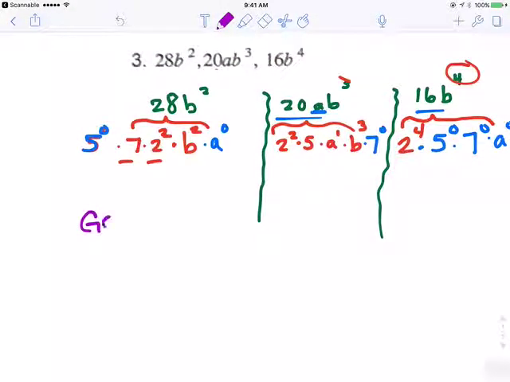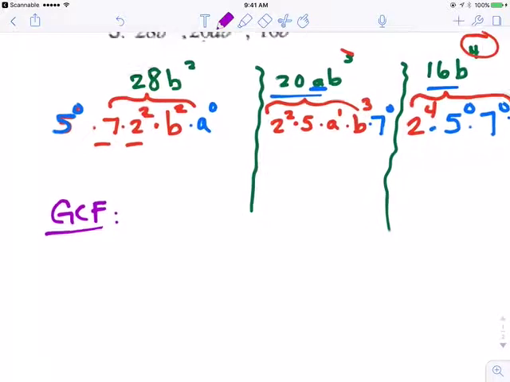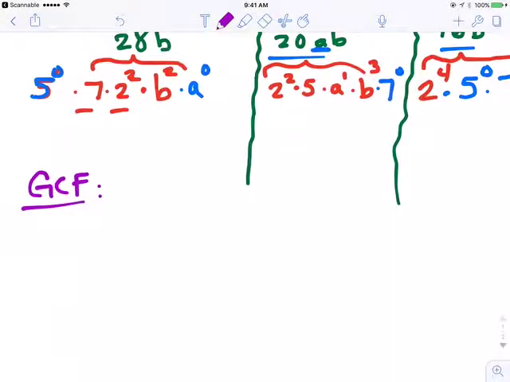GCF. This is the fun and easy part, I'm telling you. Look at this. I did step 1, I did step 2. Step 3 is GCF. What do I need to do? Lowest powers, right? So what are all the different terms I need? I need 2. What else? 5, 7, and then A and B, right?